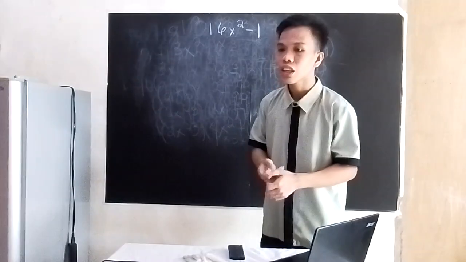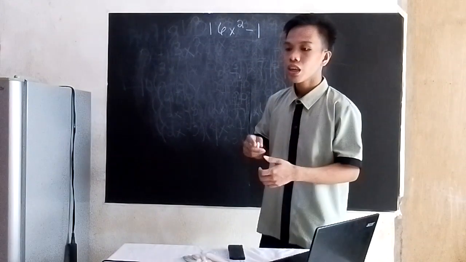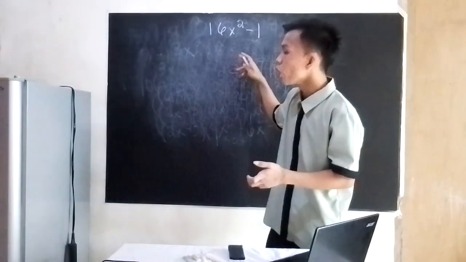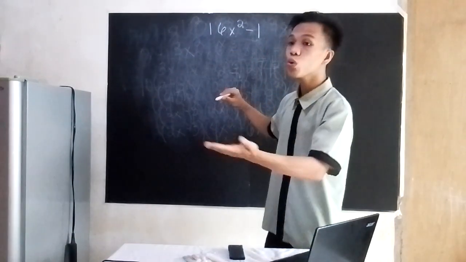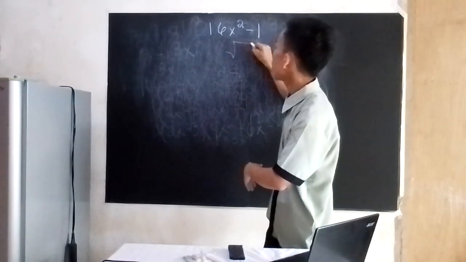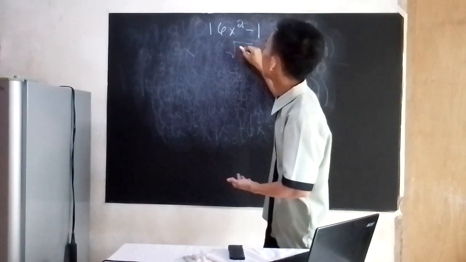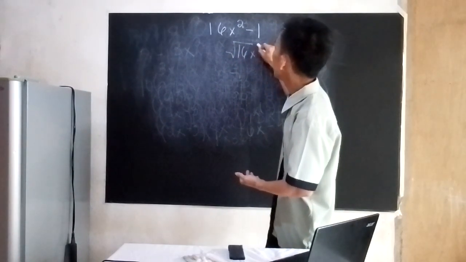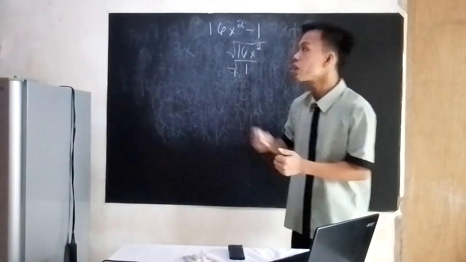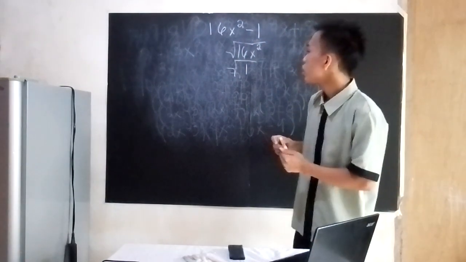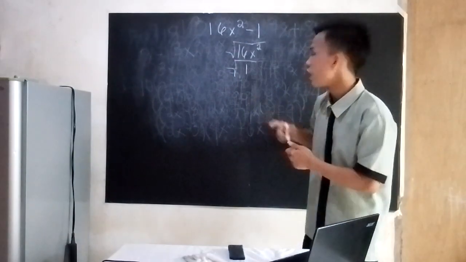So just like in difference of two cubes, where we get the cube root of each term, in here we are going to extract the square root of each term. So 16x squared and square root of 1. We are going to ignore the sign in here, okay? Because if this is negative, the result will be imaginary.